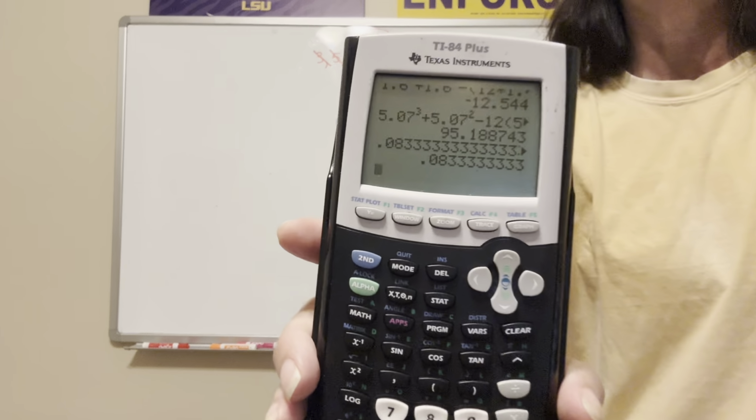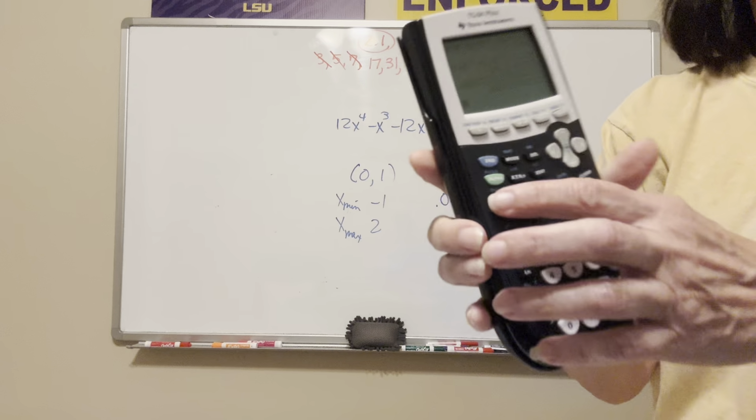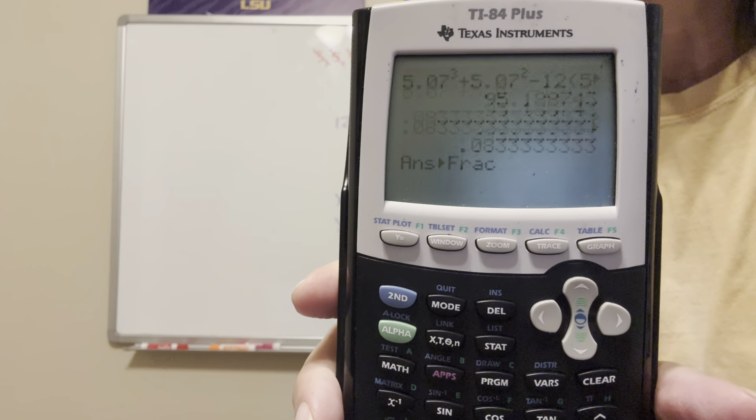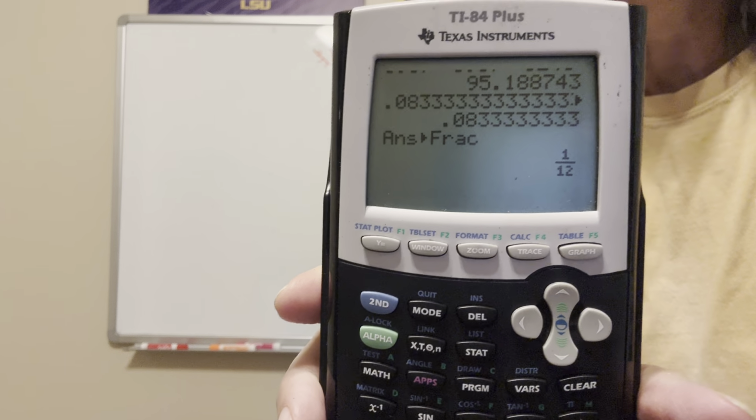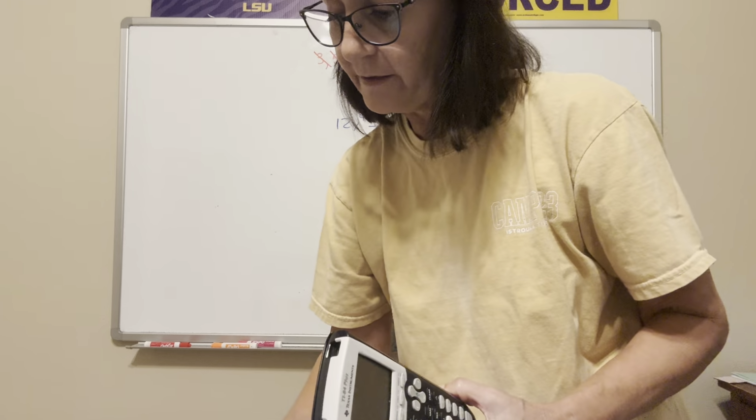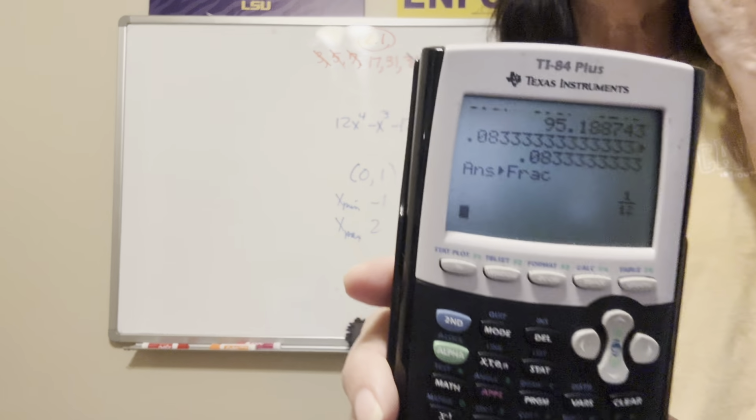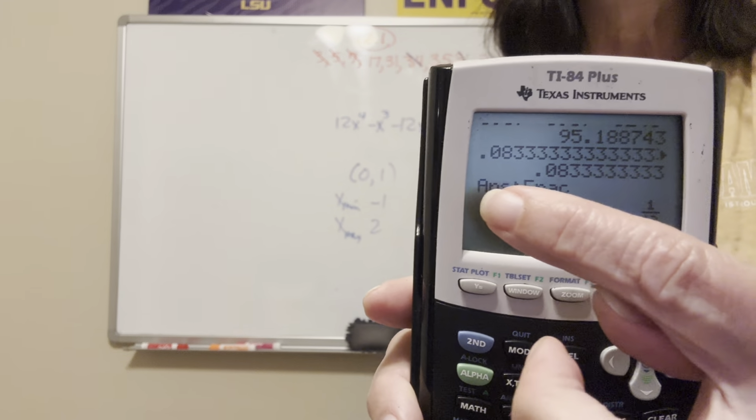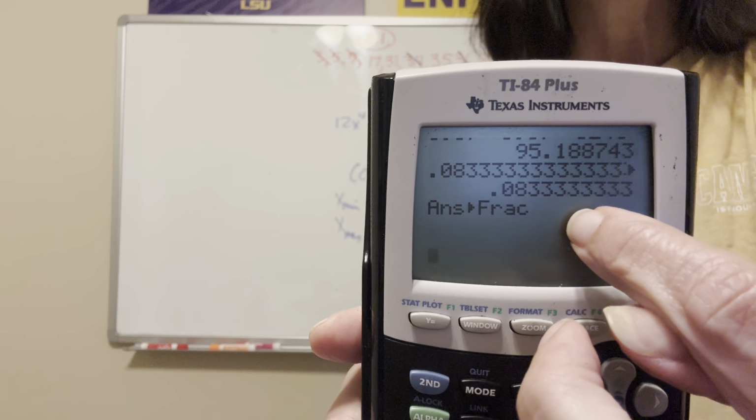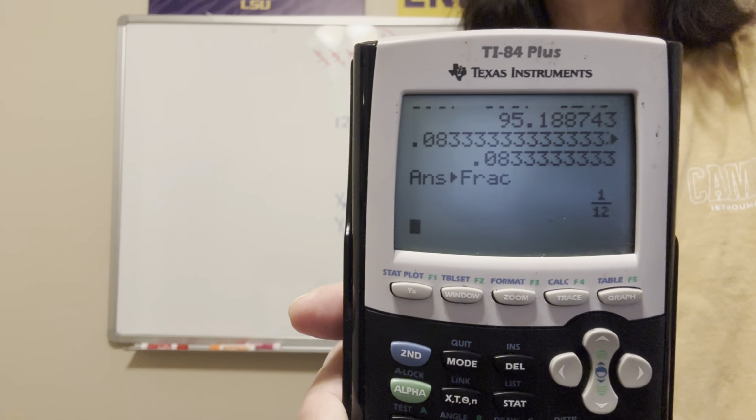Then I'm going to do enter so that I have the number. Then I'm going to see if it'll get me a math. I've never tried this before. Enter, enter. It gave me a fraction. 1/12. That's the answer, I guess. 1/12. So you see what I did? I just put 0.08, a lot of 3's, hit enter. Then I did math, enter, enter. There we go.